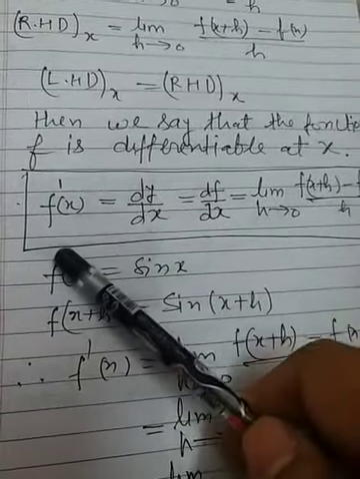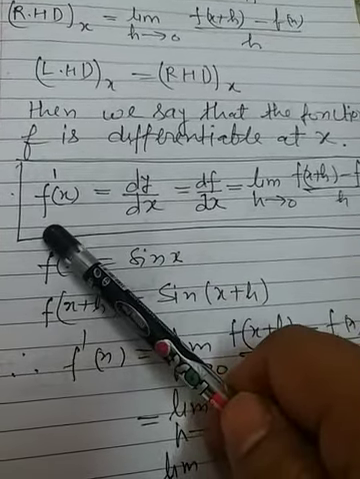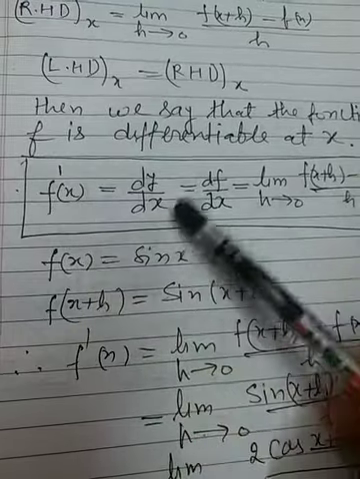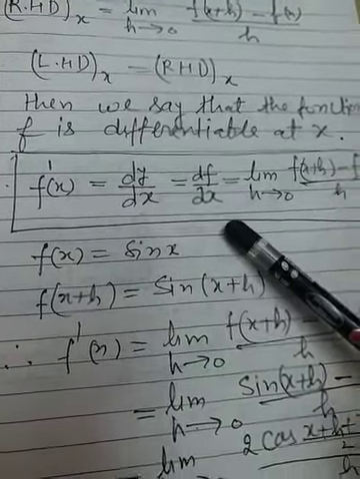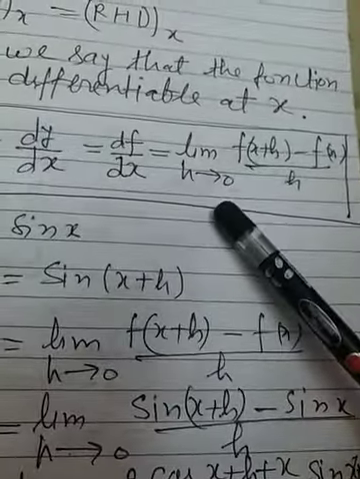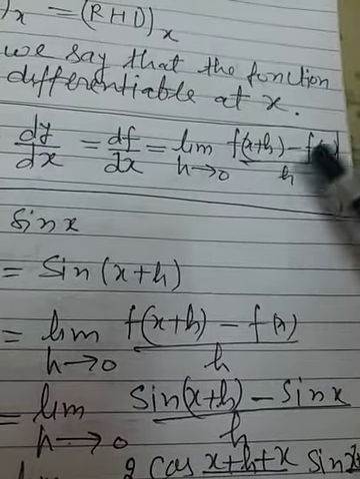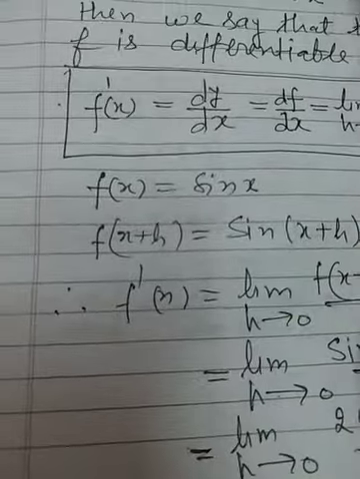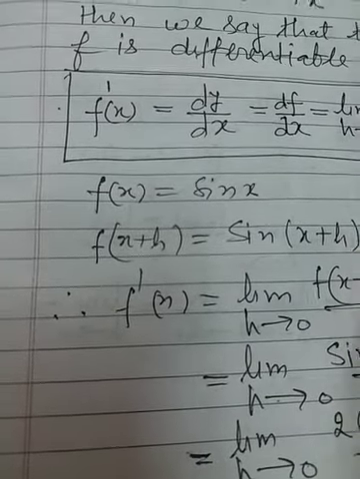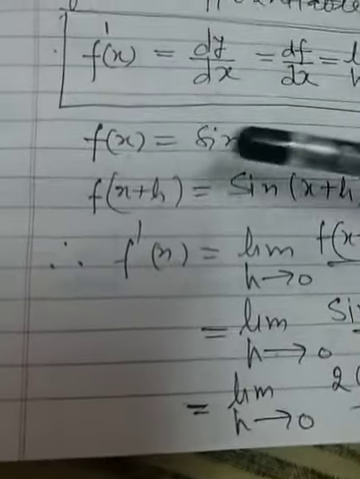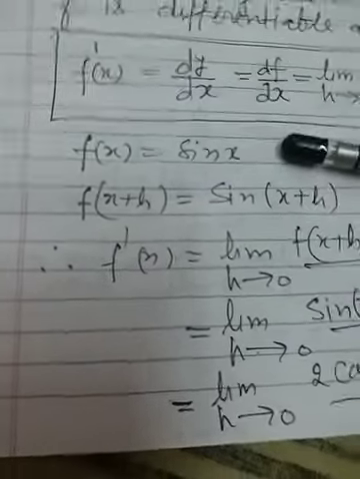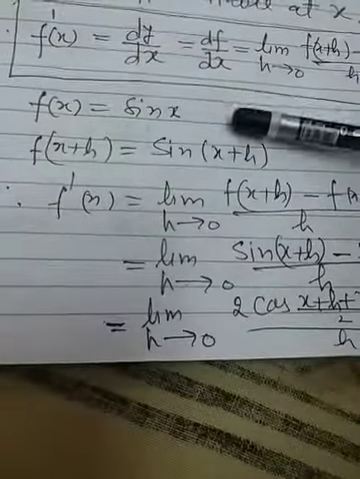Then let us recall what the first principle is. f dash x equals dy by dx or df by dx. This is limit h tends to 0, f(x plus h) minus f(x) by h. All these things you have done in class 11th. Okay. Now one question we have taken on the first principle.